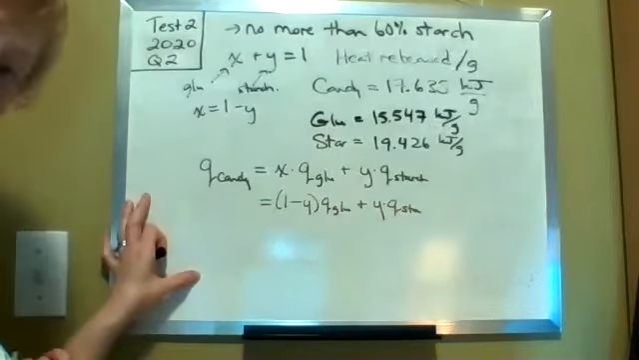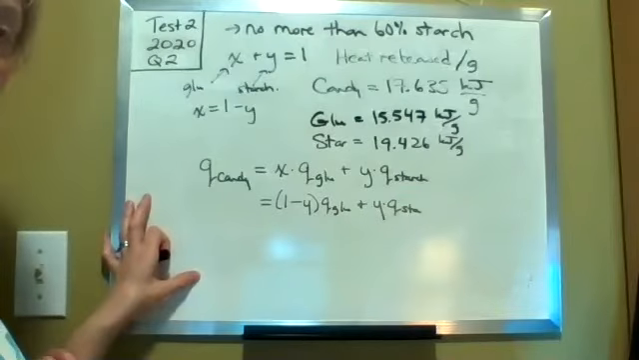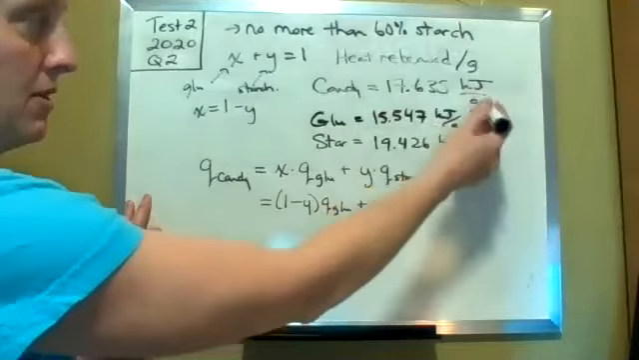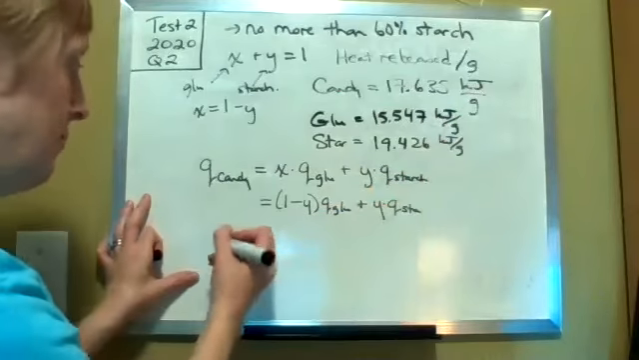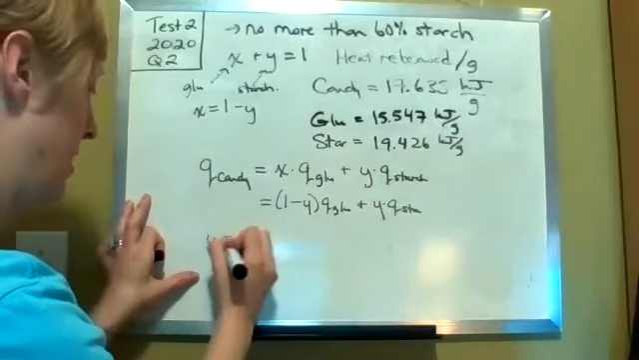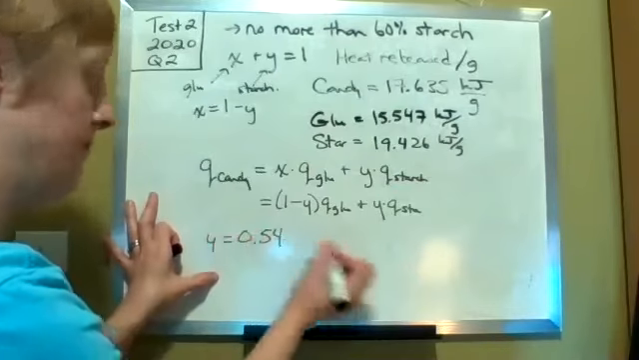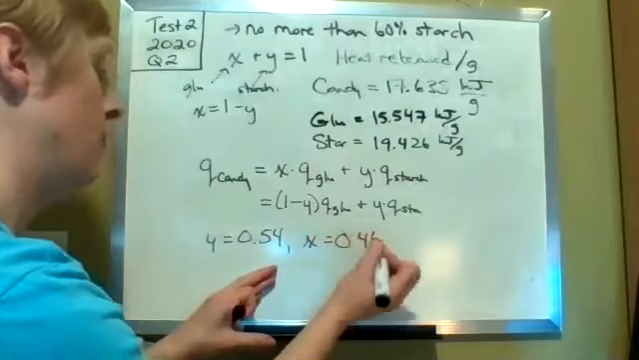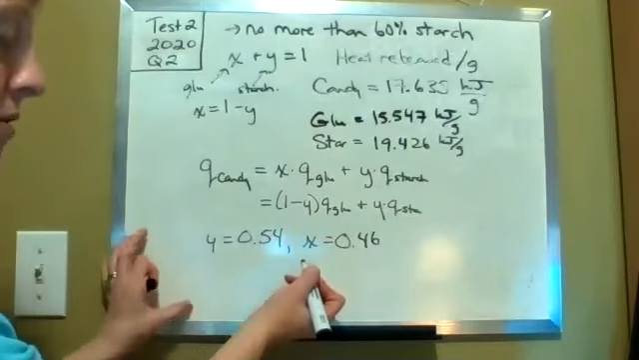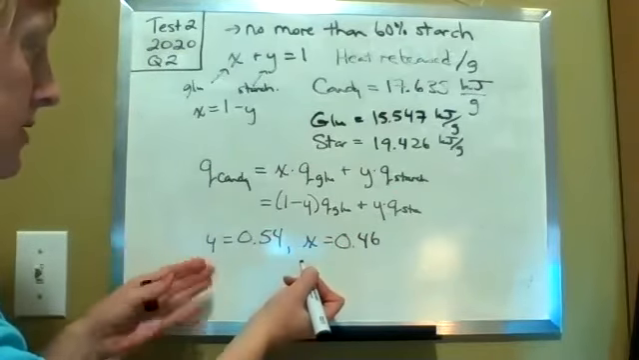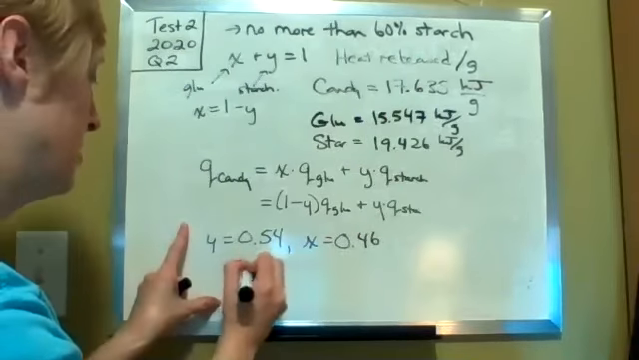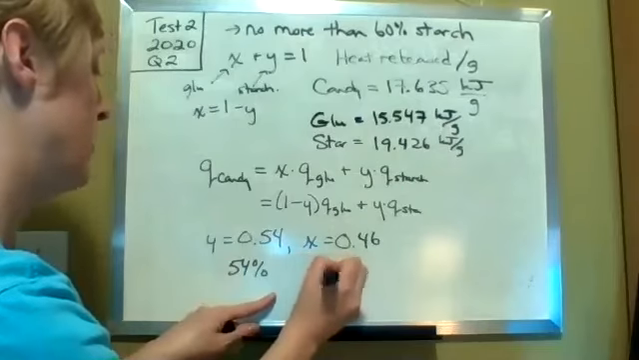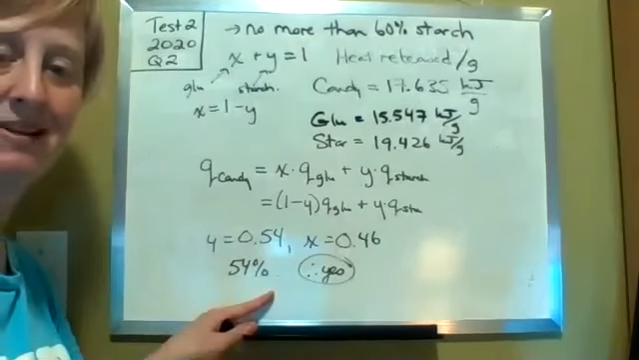If you work all of this out, just be really careful with all your values. These are the values you're using in this equation. If you pair them all with the same units, you end up with a value of Y of 0.54, which gives you a value of X of 0.46. So if you want to make sure that your starch was not more than 60%, here it's telling us that our starch is only 54% of the total. Therefore, yes, we meet the second requirement.